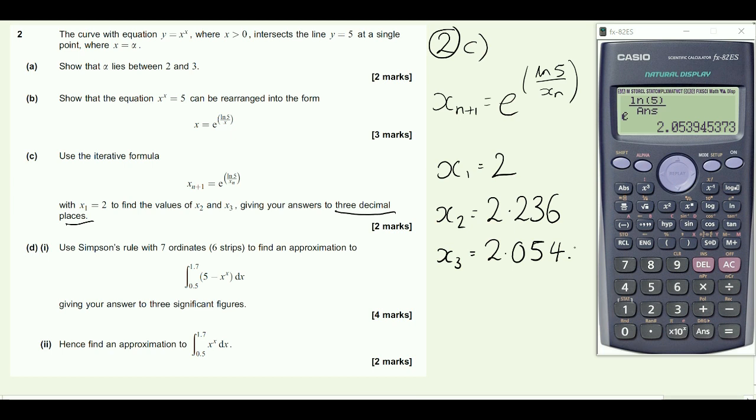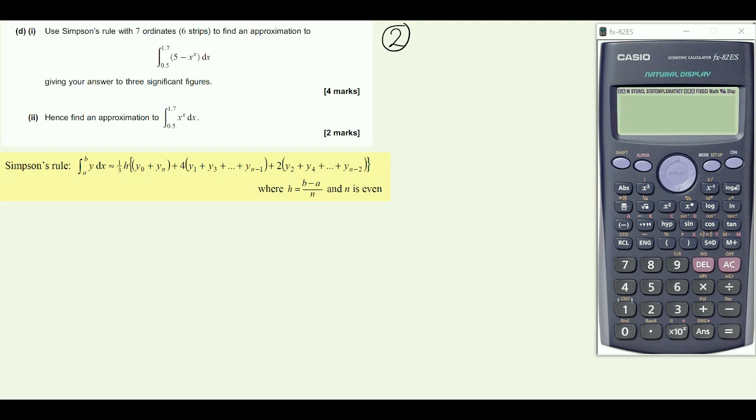So question part D is the Simpson's rule question. I've just highlighted the Simpson's rule there in yellow for you from the formula book. Whether we're doing Simpson's rule or mid-ordinate rule, the first thing to do is to find h. So h is calculated by doing b minus a, which is 1.7 minus 0.6, divided by the number of strips, which in this case is 6. We're just going to pop that straight into our calculator to find the value of h.